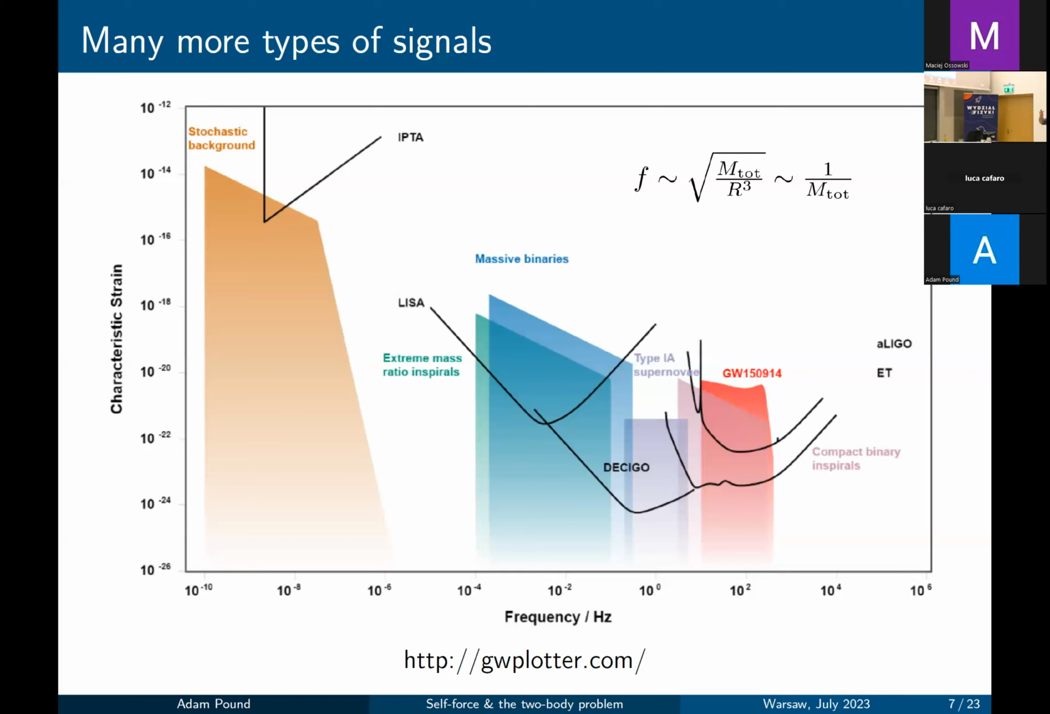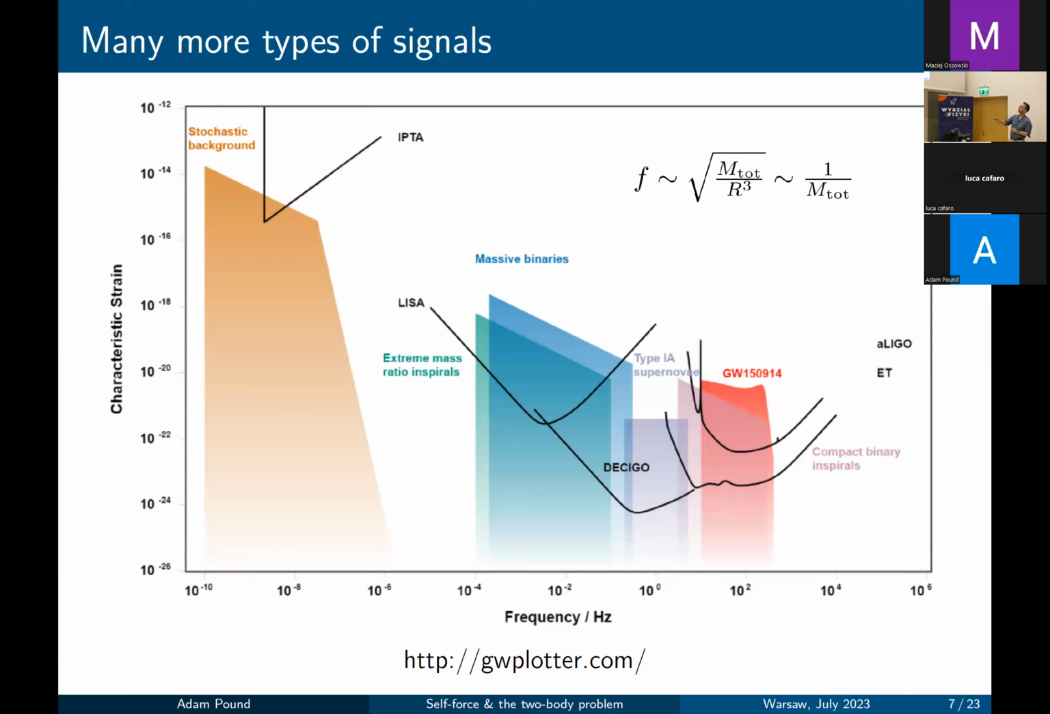And for tightly bound binaries, the orbital separation, the capital R there, is comparable to the total mass. We're not interested in really weak field systems, we're interested in strong field physics. So the orbital separation is comparable to the total mass, and you get that the frequency is roughly 1 over the total mass of the system. So as you detect lower and lower frequencies, you're detecting larger and larger masses.